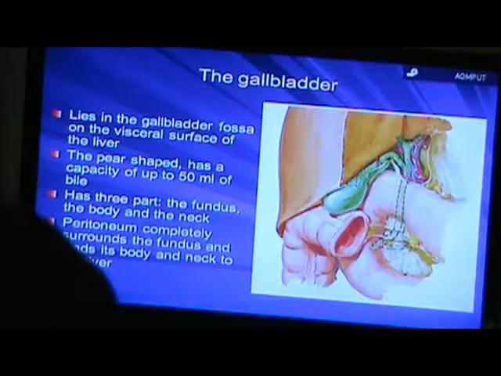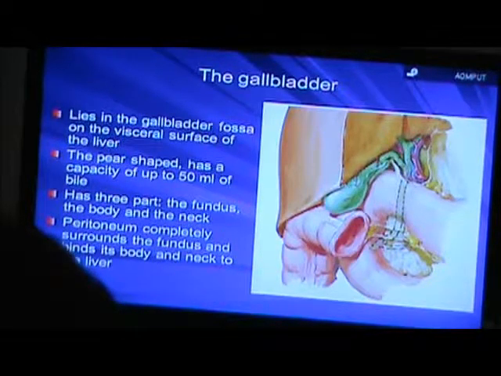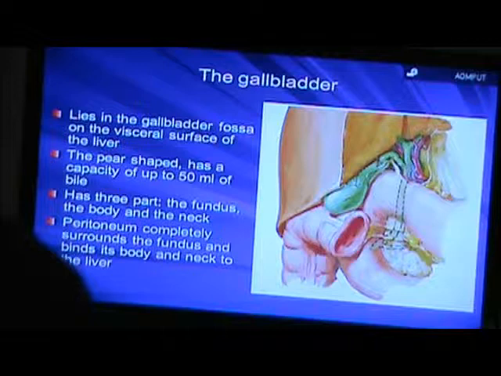The gallbladder lies in a gallbladder fossa on the visceral surface of the liver. It's pear-shaped and has a capacity of up to 50 milliliters of bile. It has three parts: the fundus, which we can palpate, the body, and the neck. Peritoneum completely surrounds the fundus and binds its body and neck to the liver.